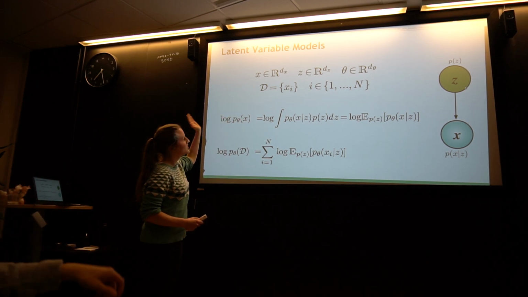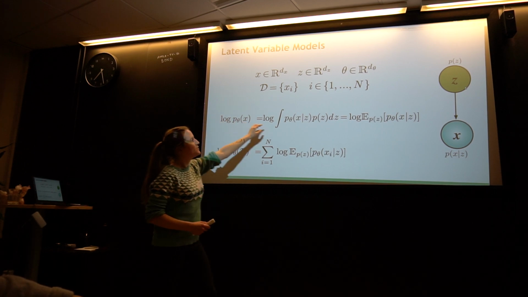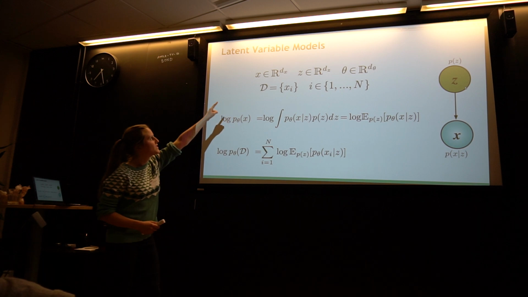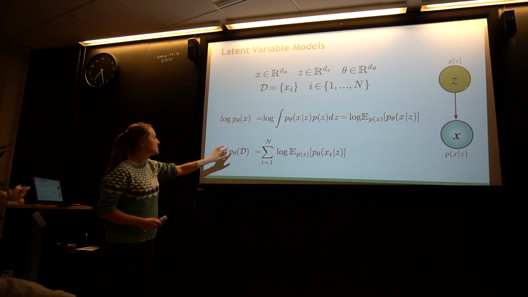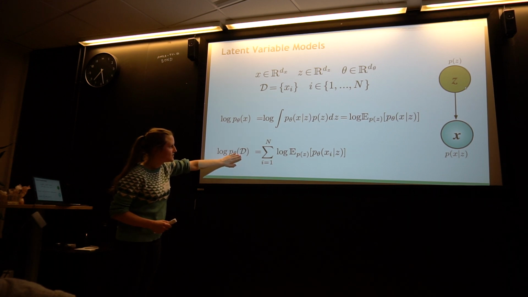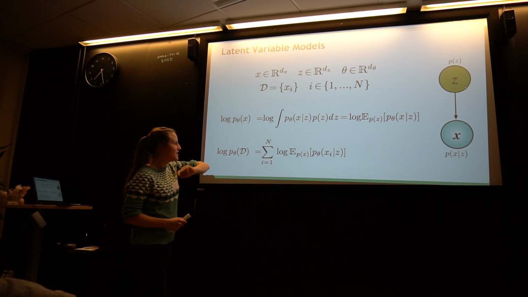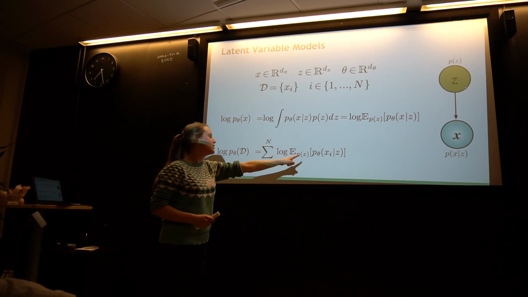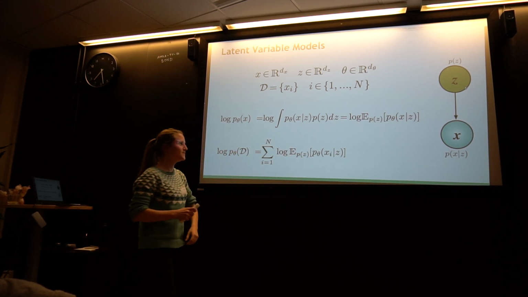Right. However, we don't have access to this or that. We only have access to the data that we actually sampled up there, right? So we only have access to this and can try to maximize the data likelihood. For that, we don't have the integral, we just have the sum over all of our data points.